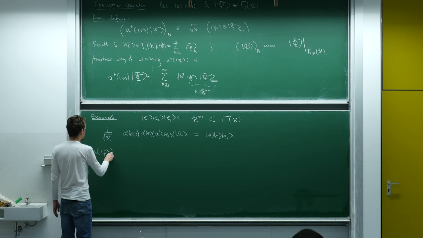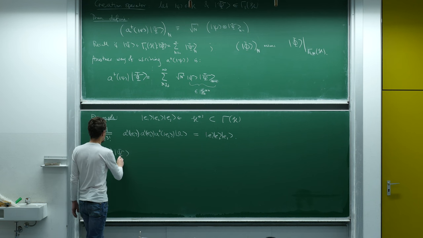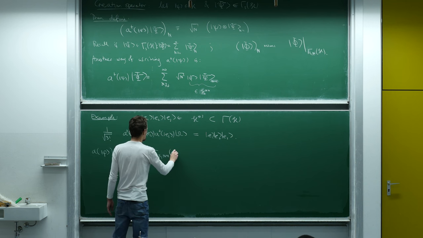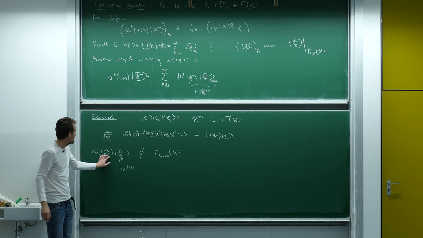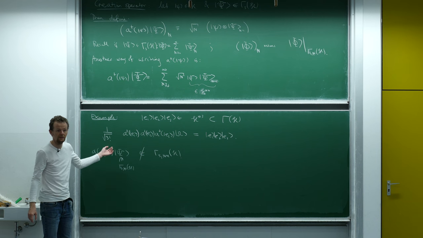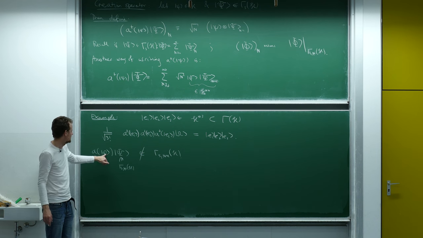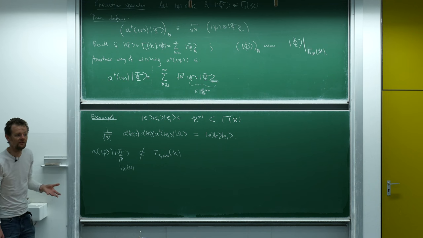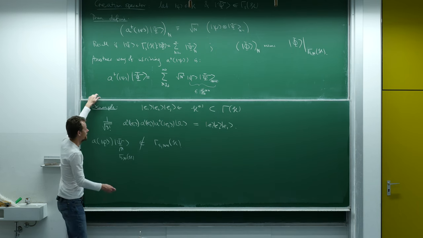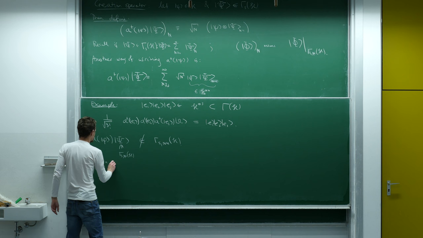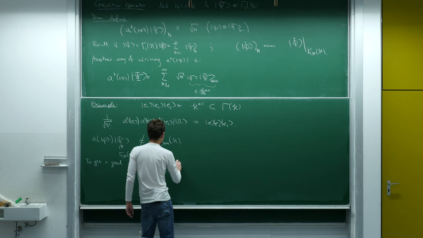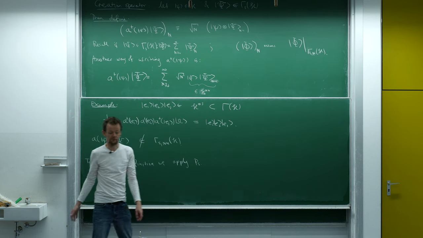A of some state phi applied to some other state psi in symmetrized Fock space is not an element of symmetrized Fock space, because the way this operator acts is it just tensors the phi at the front. There's no symmetry guaranteed when you tensor phi to the front of psi. So the way you fix that is the way we've done throughout our discussions on Fock space. We just apply a projection to it and then we're done. And that gives us the definition we had at the end of the previous lecture.